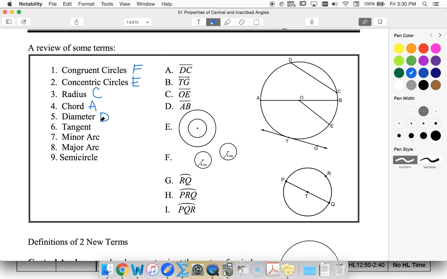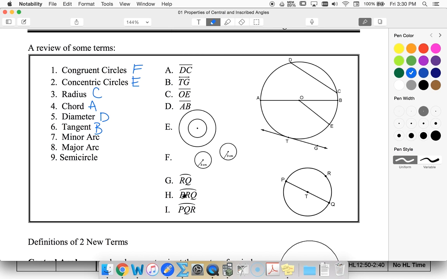A tangent to the circle is when I'm outside the circle and I touch at one point. So here, my line TG is a tangent. A minor arc is an arc where when I go around the circle, I go the small way around the circle. So here PR is a minor arc, whereas PQR would be a major arc.